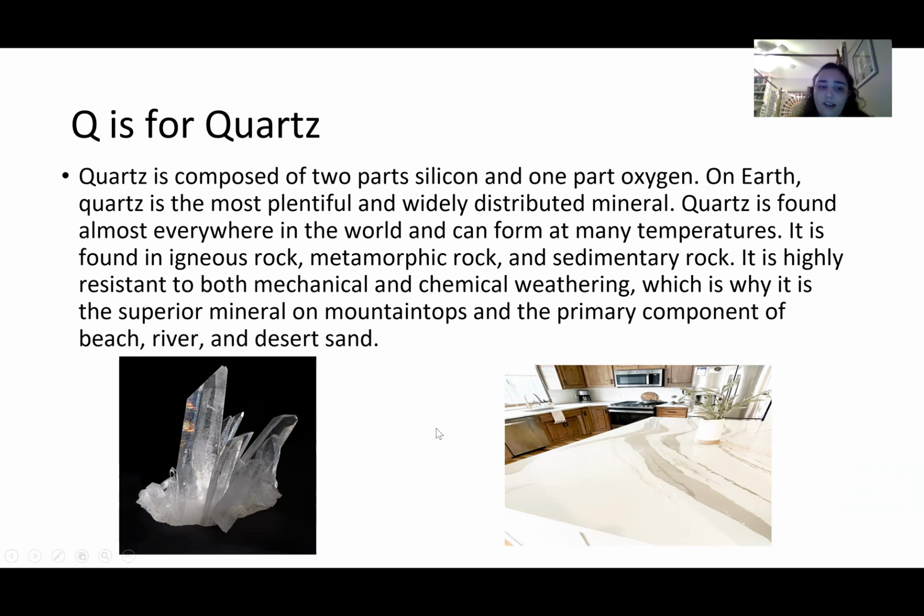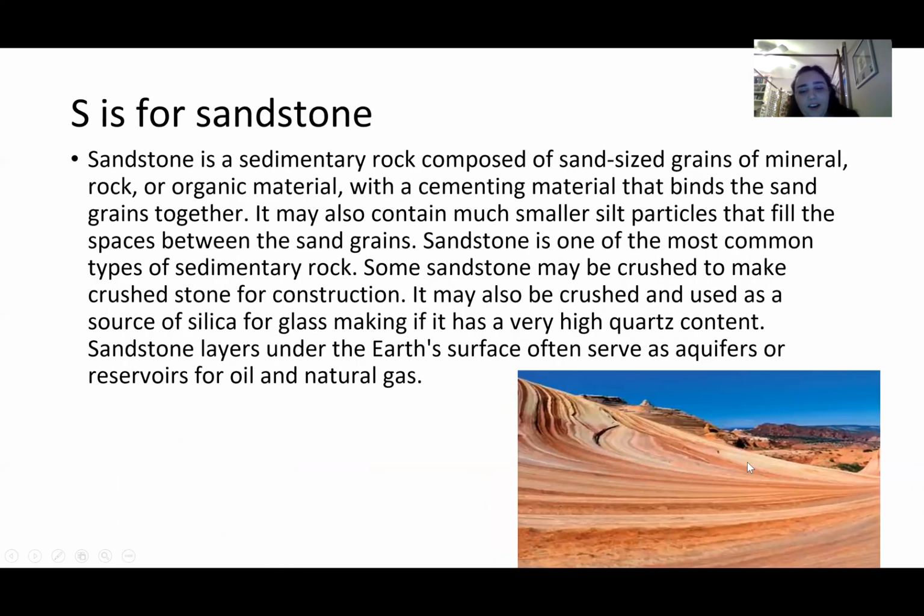So you can see right here, this is the crystallized version of quartz. And then this is the countertops of quartz. And I just think that is beautiful right there.